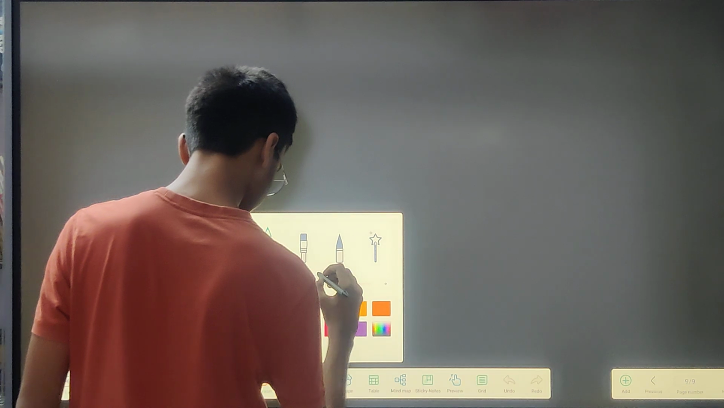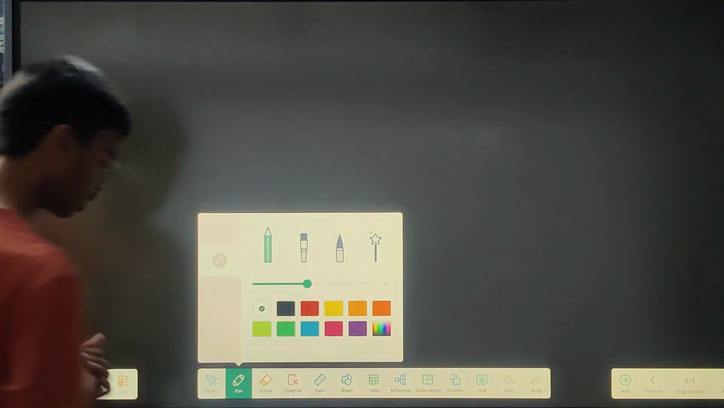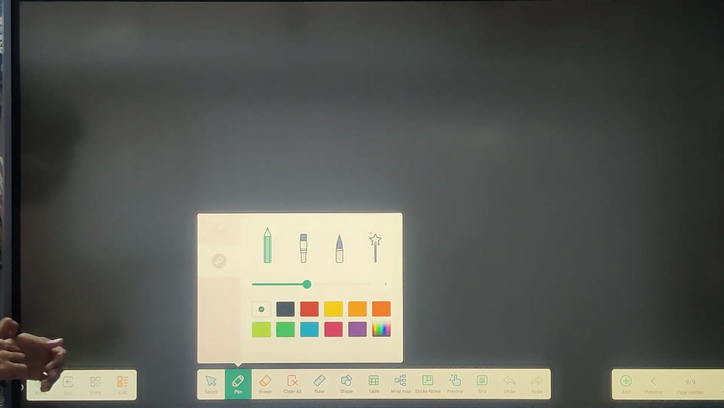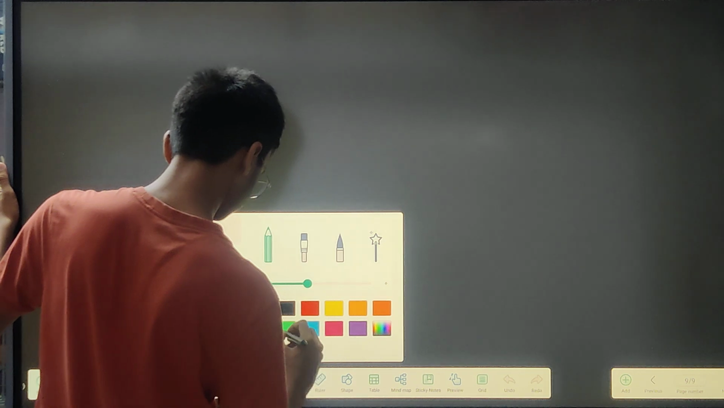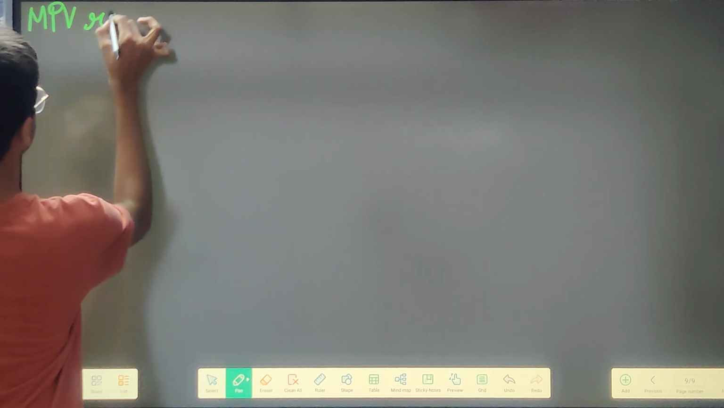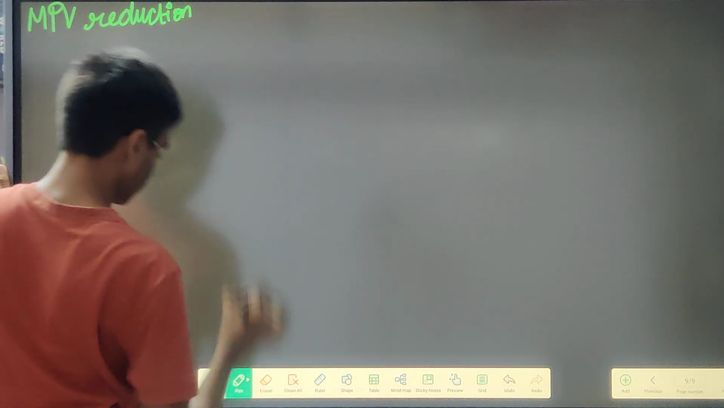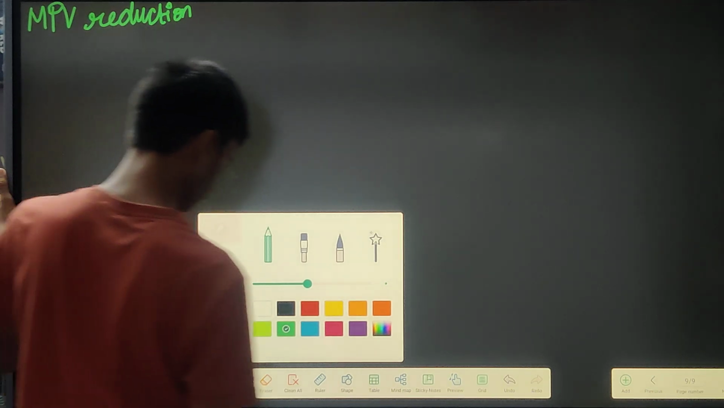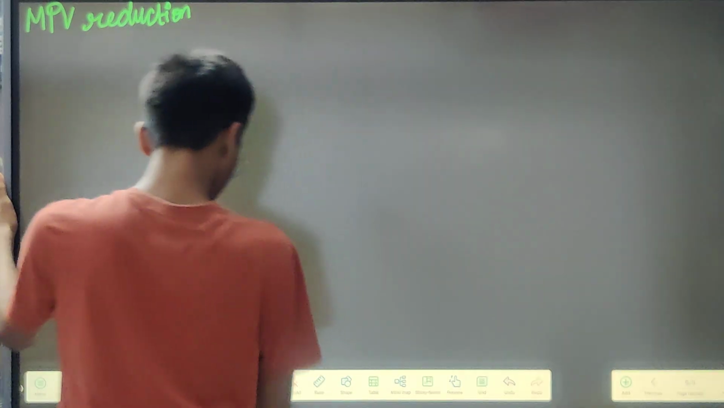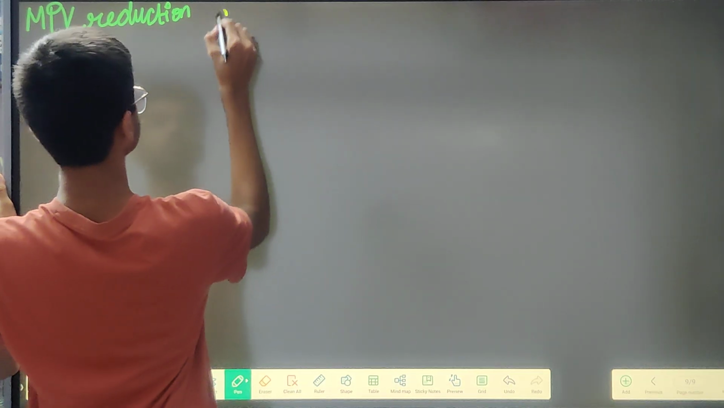Next is MPV reduction. What is your MPV reduction? Actually, here we are having alkyl exchange and then we are having oxidation. Wait a second. MPV reduction. This is an alkyl exchange reaction.